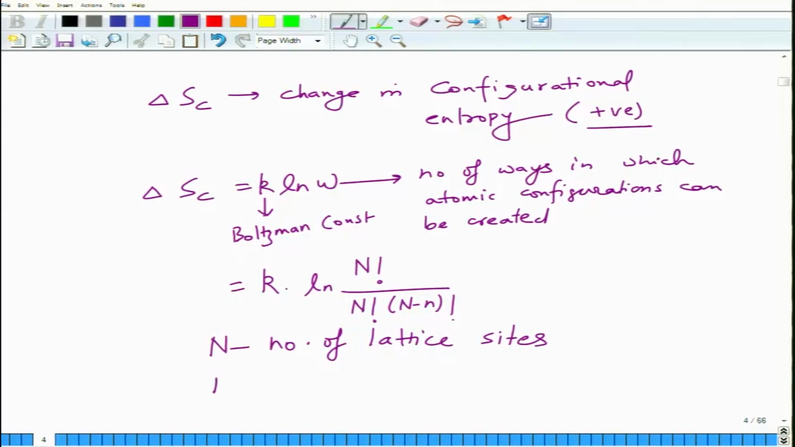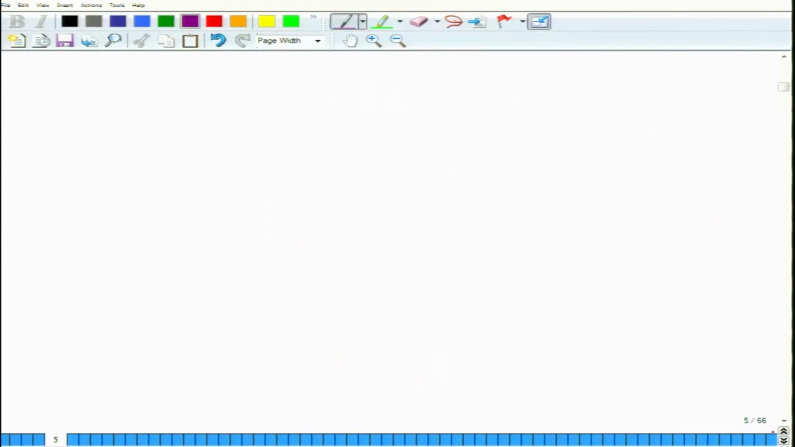And small n is the vacancy concentration. So, capital N is the total number of sites, N minus n is the number of remaining atoms, because small n is the number of vacancies. So, basically these many atoms have now to be configured on the N lattice sites. To solve this equation, we make an approximation which is called Stirling's approximation.